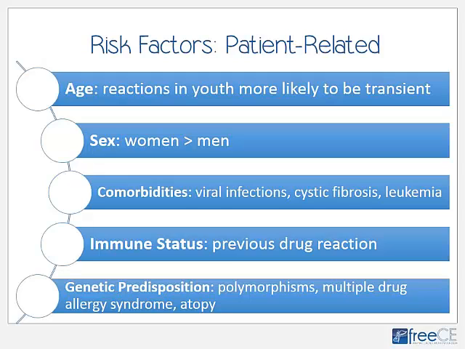Immune status also plays a role. Previous drug reactions, needless to say, will factor in. If you had that reaction before, you're more likely to have it again. And then genetic predispositions. Genetic polymorphisms, like HLA polymorphism, which has been implicated in several more severe reactions, like Stevens-Johnson syndrome or toxic epidermal necrolysis, which we'll talk about later. And then there are also things like multiple drug allergy syndrome or atopy. Multiple drug allergy syndrome is kind of interesting.